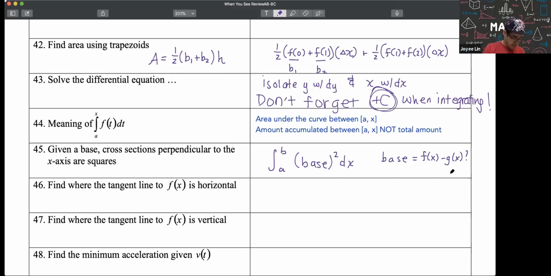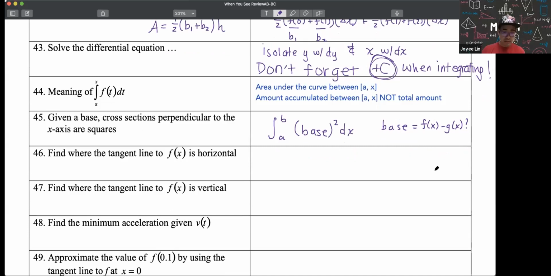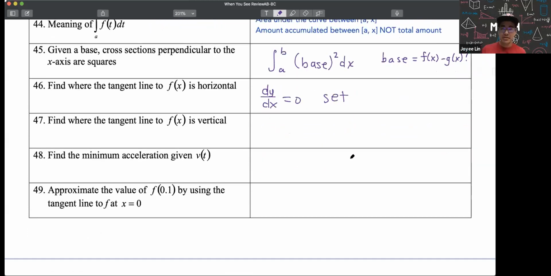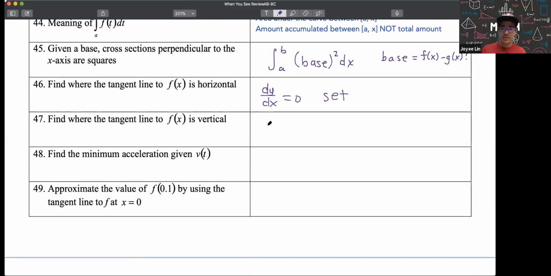What does it mean when it says find where the tangent line to f of x is horizontal? Set dy/dx equal to 0, right? Find the tangent line where it's vertical. If dy/dx is a fraction, set the denominator equal to 0.